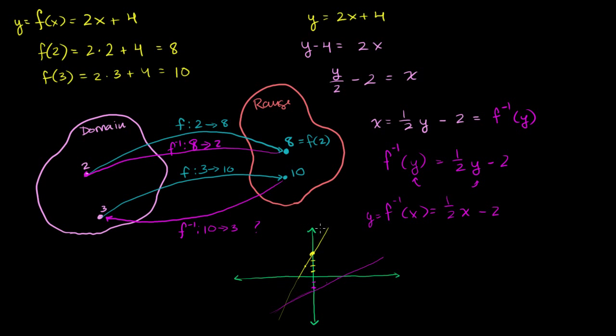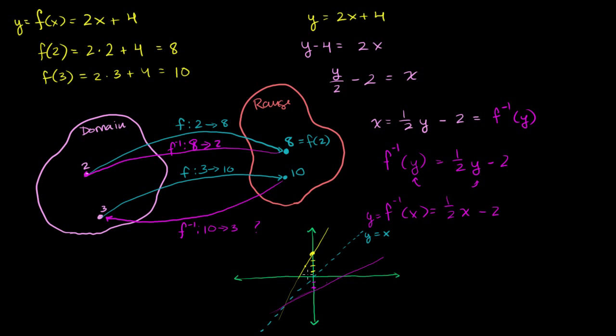And what's the relationship here? These look kind of related. It looks like they're reflected about something. And it'll be a little bit more clear what they're reflected about if we draw the line y is equal to x. So the line y equals x looks like that. I'll do it as a dotted line. The line y equals x looks something like that. And you can see you have the function and its inverse. They're reflected about the line y is equal to x. And hopefully that makes sense here.